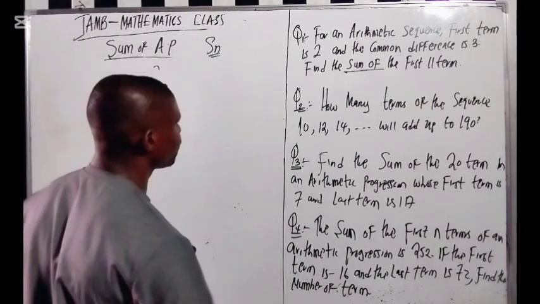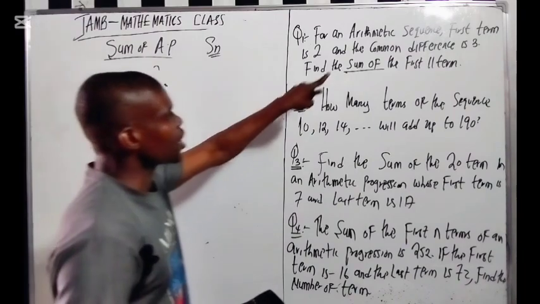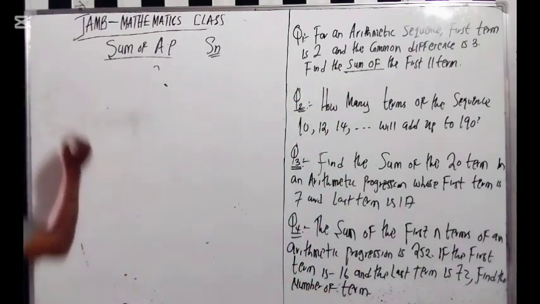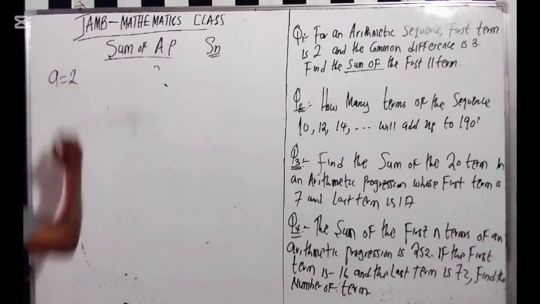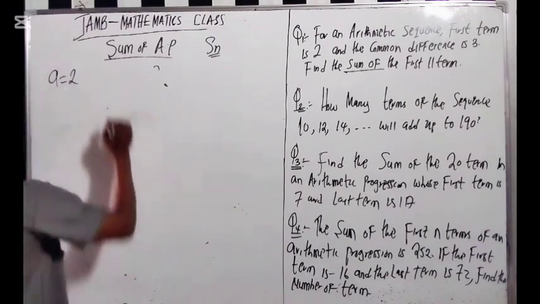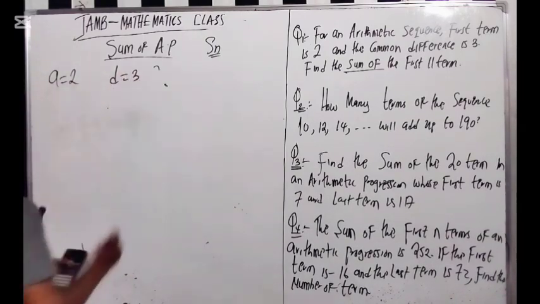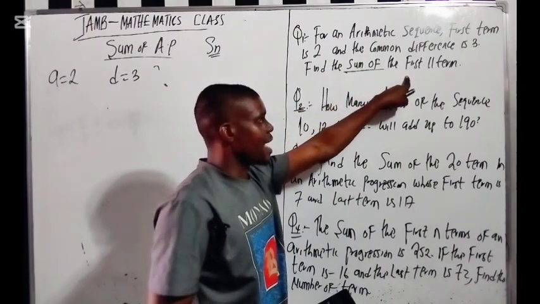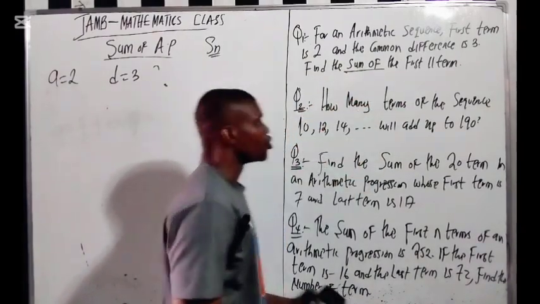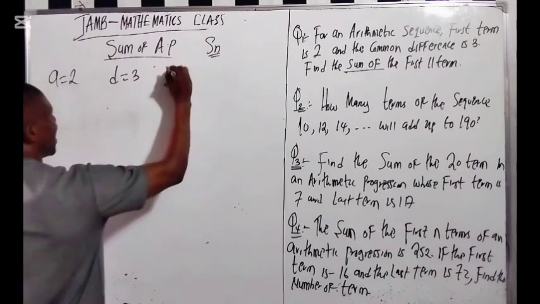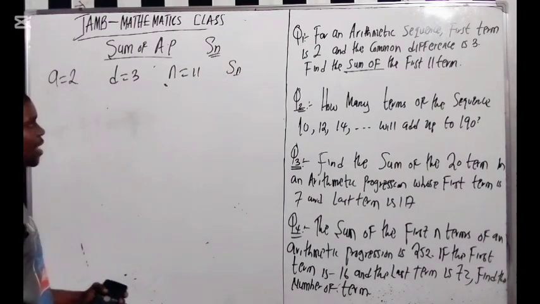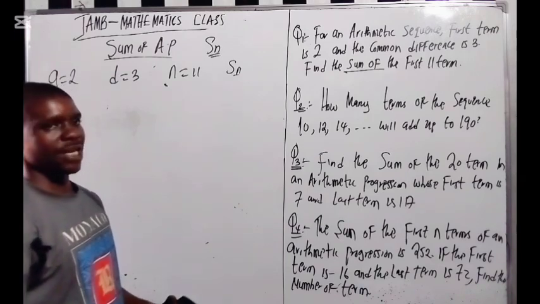Let's say for an arithmetic sequence, the first term is 2, so a is 2. The common difference d is 3. Now it says find the sum of the first 11 terms. So my n is 11. This is how we will find the sum of the AP.